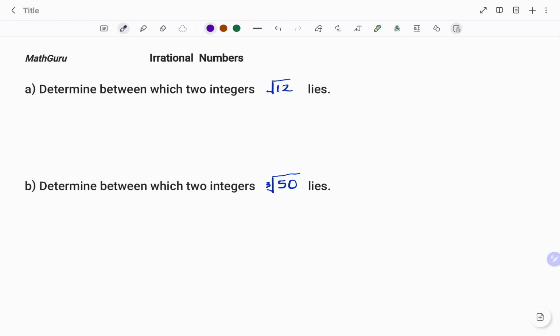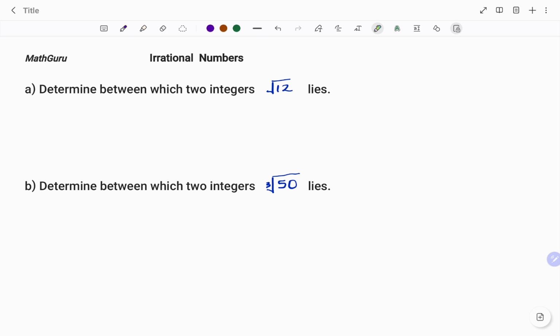In this video, I'm going to show you how to find between which two integers an irrational number lies. I'm going to start with what an irrational number is. An irrational number is a number that cannot be expressed as a ratio of two integers. That is, their decimals go on forever without repeating.